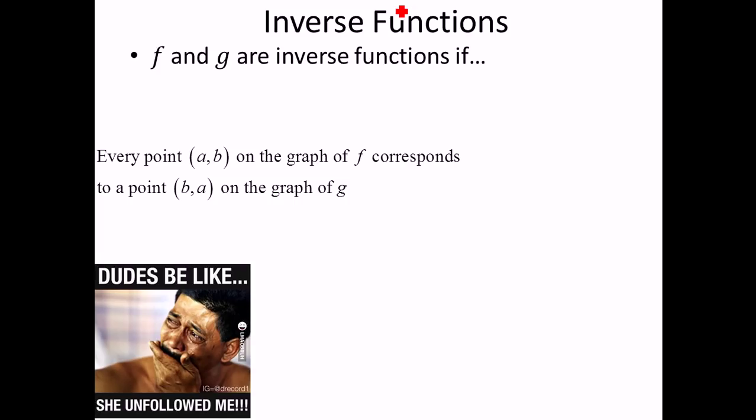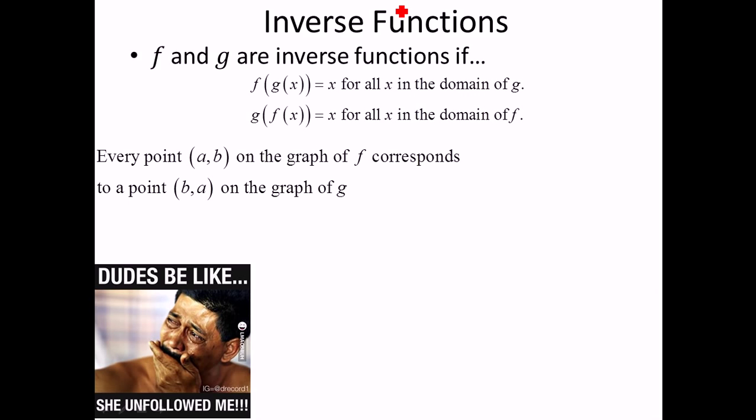Now, this is where we got to this part. f and g are inverse functions if f of g of x equals x for all x in the domain of g, and g of f of x also equals x for all x in the domain of f. All that means is that if the points in f go a, b, then they go b, a in the other function if in fact they're inverse functions.